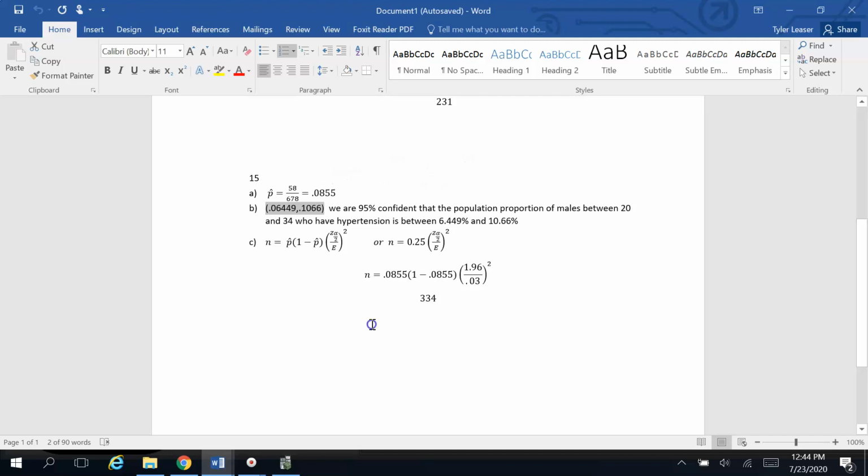It also asks us to interpret that confidence interval, and I've already written a little sentence here. We are 95% confident that the population proportion of males between 20 and 34 who have hypertension is between 6.449% and 10.66%. Just changing those to percentages.